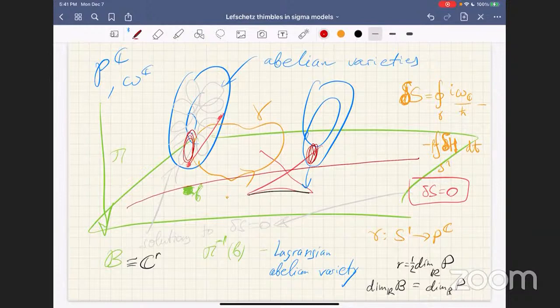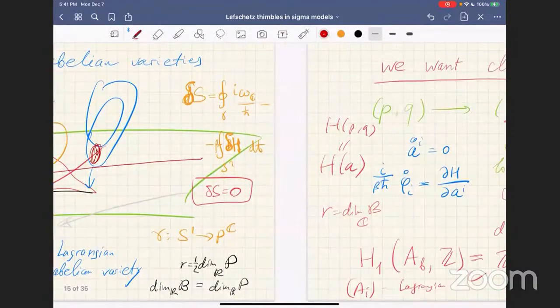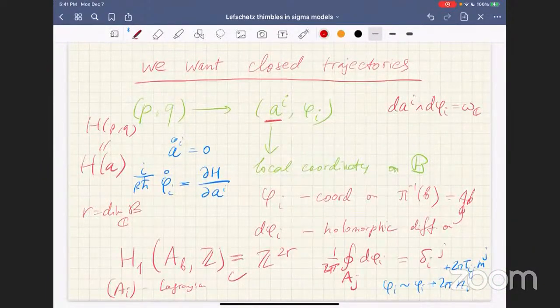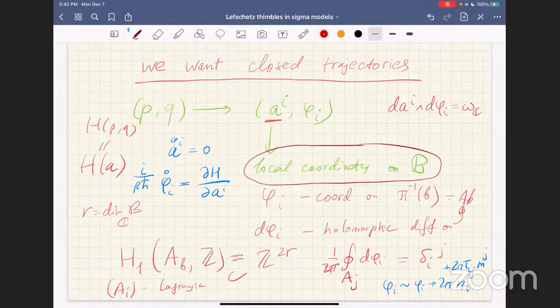Okay, so what's next? We still need to solve these equations, the Hamilton equations, and now that I assume that my complexified phase space is an algebraic integrable system, I can solve it. I can solve these equations in the nice coordinates which the integrability gives me, which are the action angle variables. I will denote them by A and phi. So the A's are local coordinates on B, and the phi's are coordinates on the fiber, which are normalized such that half of the periods are essentially 2 pi times an integer.